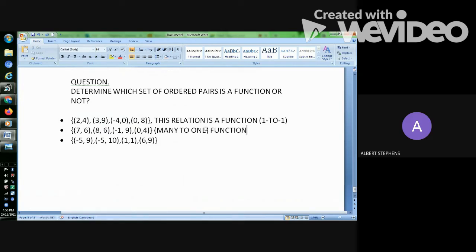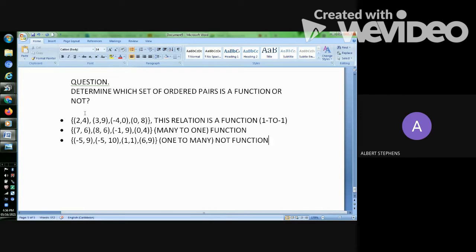All right. But what about the last one? If you construct that on a mapping diagram, what would you get? One-to-many. But is a one-to-many mapping relation a function? No, sir, it's not a function.